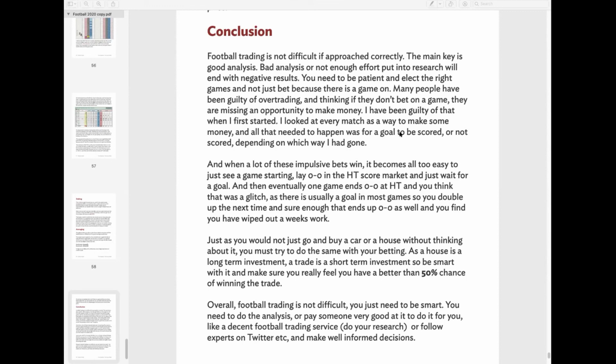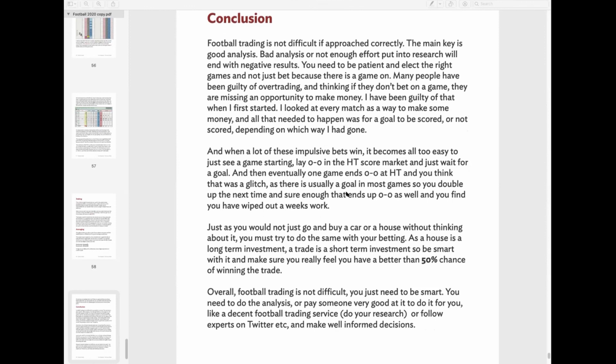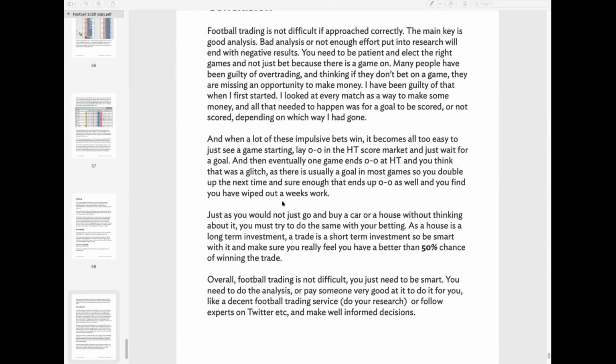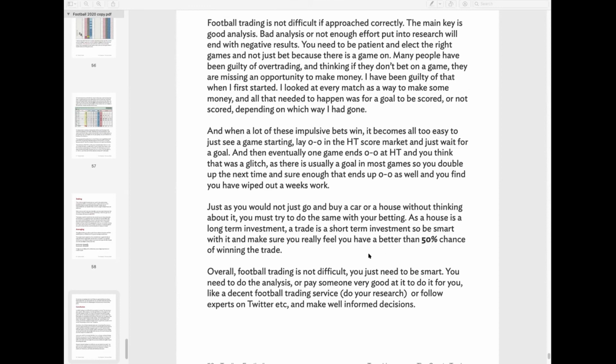I used to look at every game as a way to make money and think that I've just got to get a goal here and I'll make money, or not make money, or not score a goal depending on what I'd done. A lot of them win, but over time, a lot of them just don't. Just as you wouldn't go and buy a car or a house without thinking about it, you've got to try and do the same with your betting. A house is a long-term investment. A trade's a short-term investment. So be smart with it and always try and make sure you really feel in your head that you've got a better than 50% chance of winning this trade. Otherwise, don't do it. Or, like I say, there are exceptions.